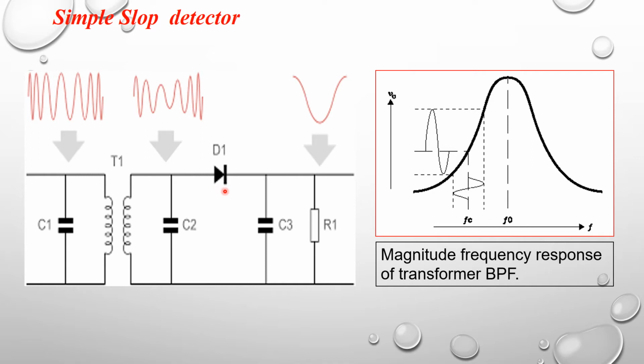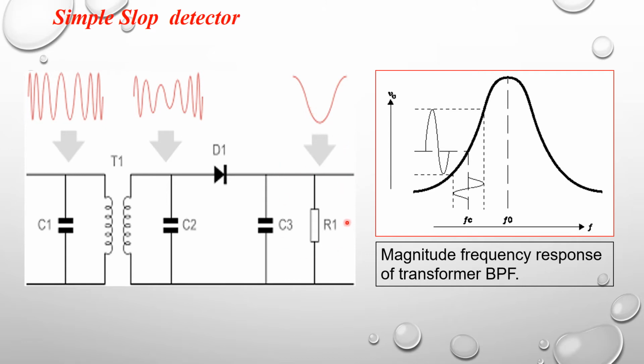The main function of the envelope detector is to detect the envelope of the AM signal, and this is the envelope of the AM signal. Across the R1 resistor we receive the AM signal envelope. So the input is an FM signal, the tuning amplifier converts the FM signal into an AM signal, and the envelope detector detects the envelope of the AM signal.